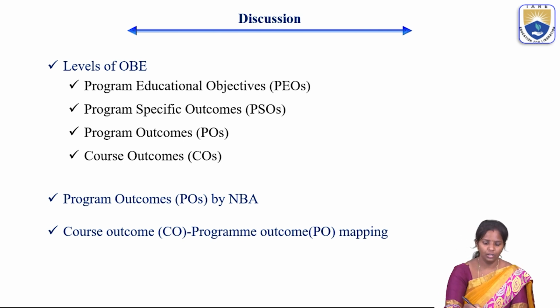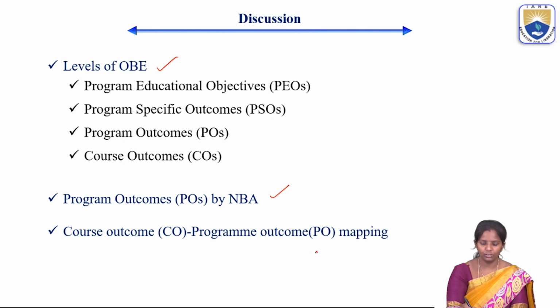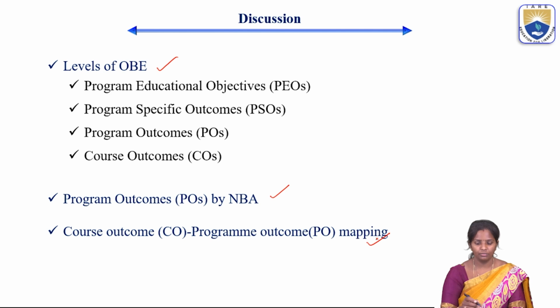So this is how we learned the levels of OBE, then the program outcomes by NBA, then the course outcome and program outcome mapping. This is what we have learned in this session.